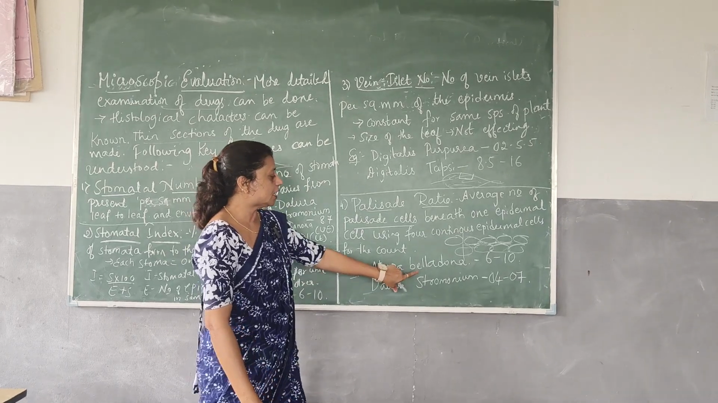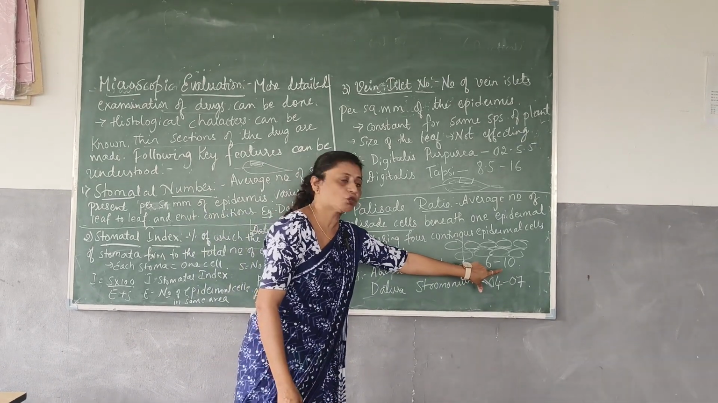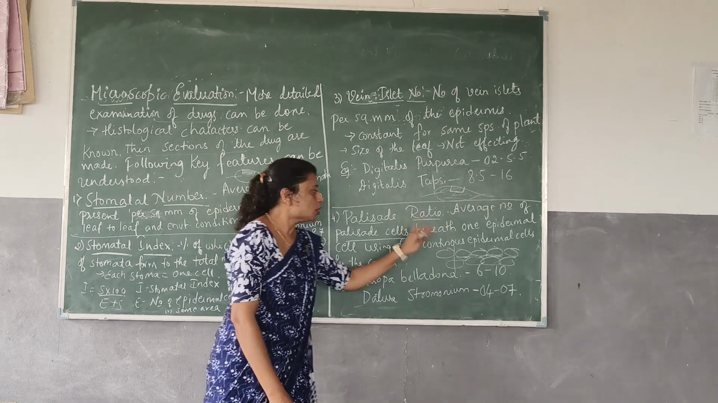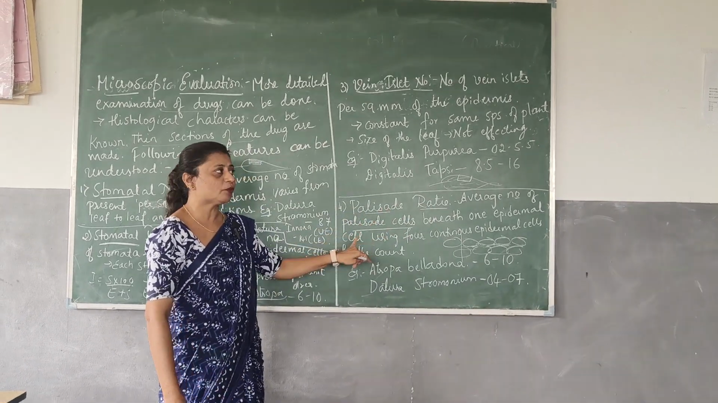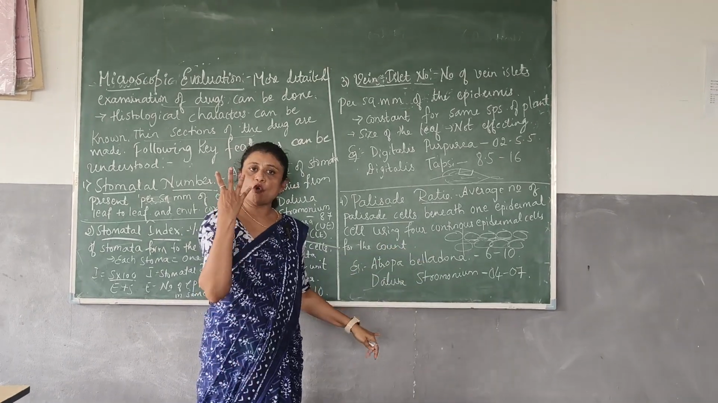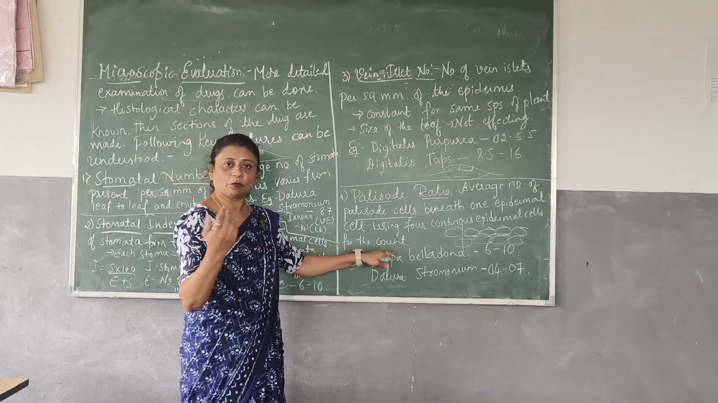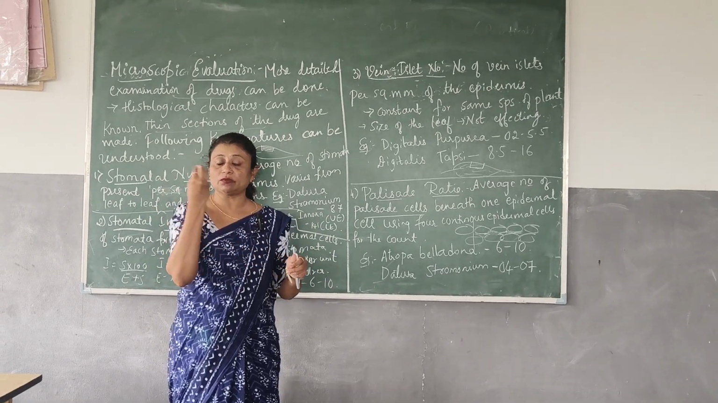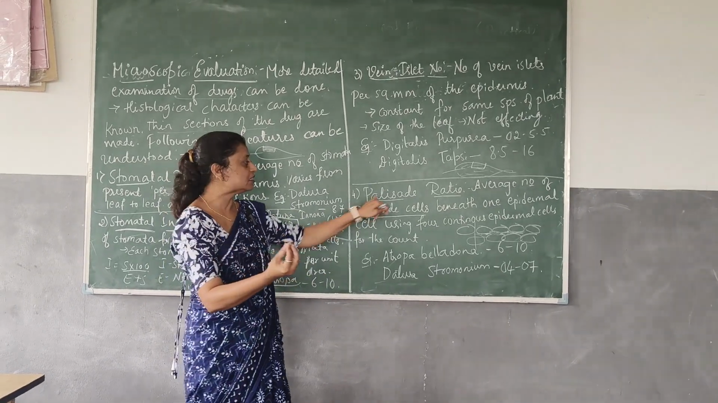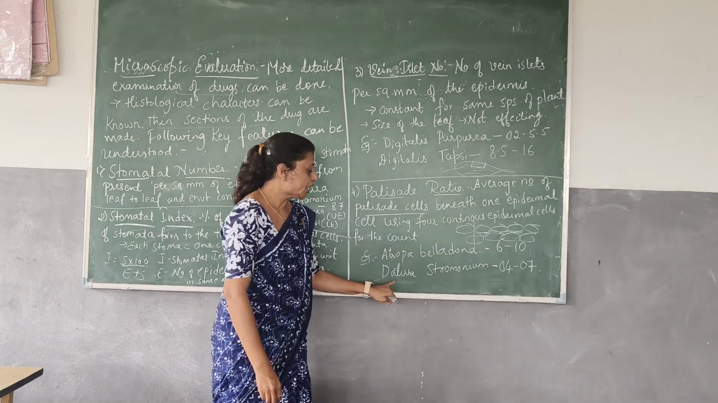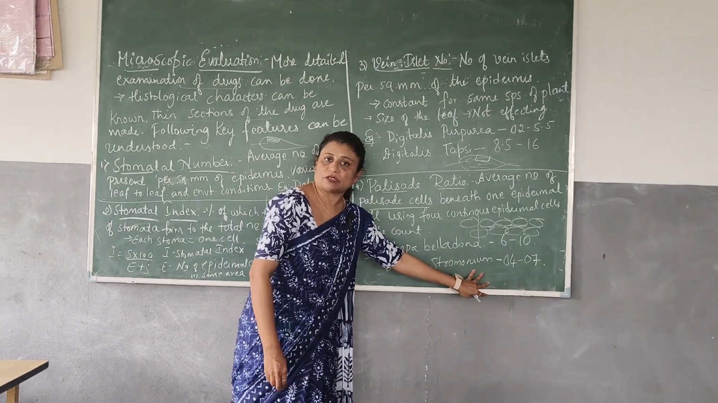The example is Atropa belladonna, where the palisade ratio is 6 to 10, and Datura stramonium, 4 to 7. So the palisade ratio is the average number of palisade cells beneath one epidermal cell using 4 continuous epidermal cells for the count. 4 epidermal cells should be considered as one, and whichever cells are present below is considered as the palisade ratio. Example: Atropa belladonna 6 to 10 and Datura stramonium 4 to 7.